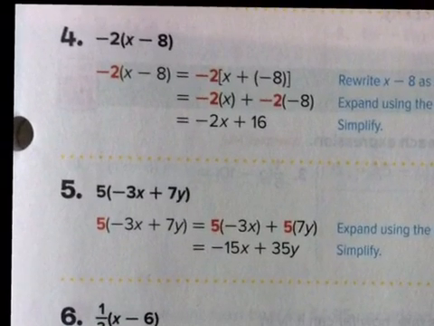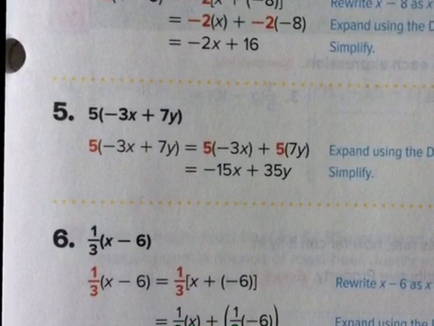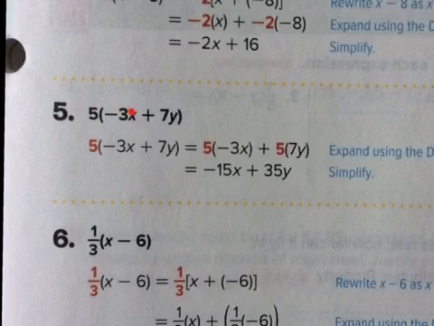Here's some more examples. For number 4, you see that we're going to simplify and simply use distributive property of negative 2 times x is negative 2x. And negative 2 times a negative, remember, same signs equals positive. Negative times negative equals positive 16. Number 5. Okay, essentially the same concept. 5 times negative 3 is negative 15x. 5 times 7 is 35, 35y.